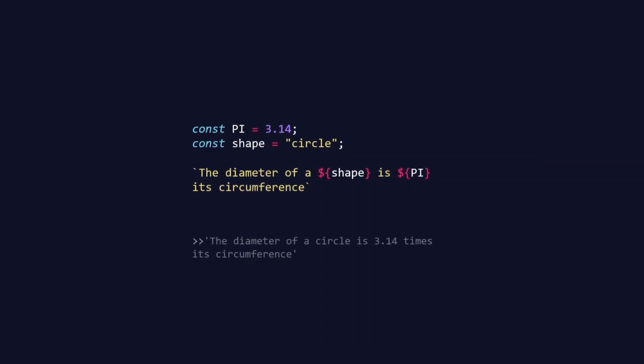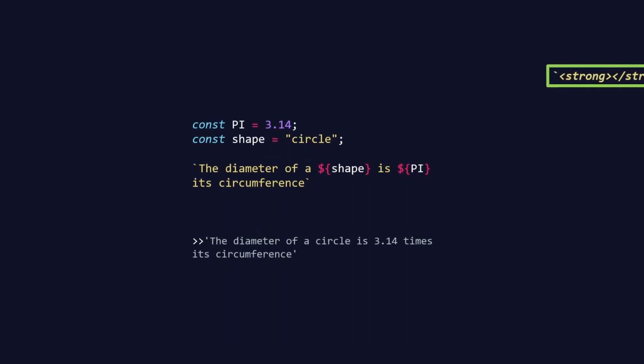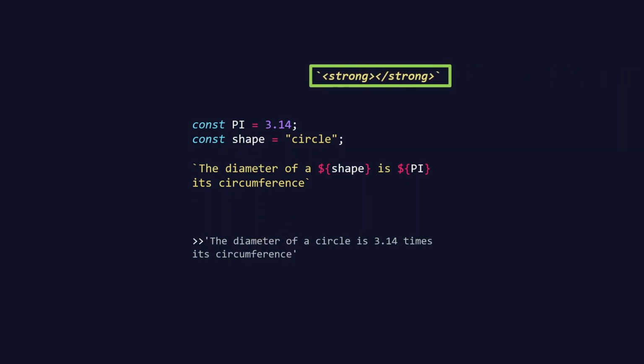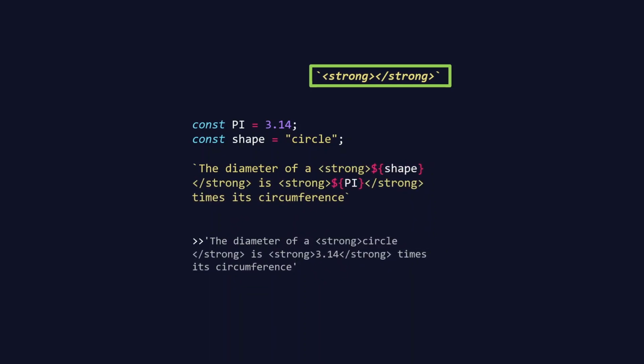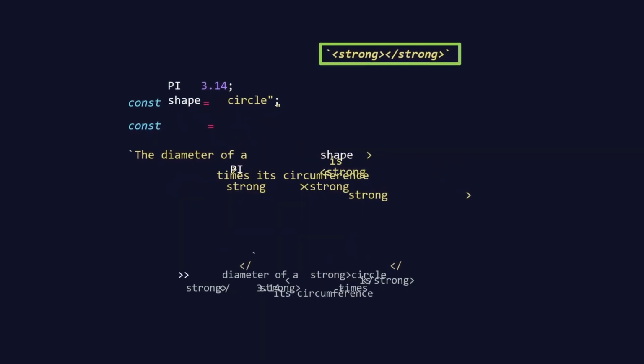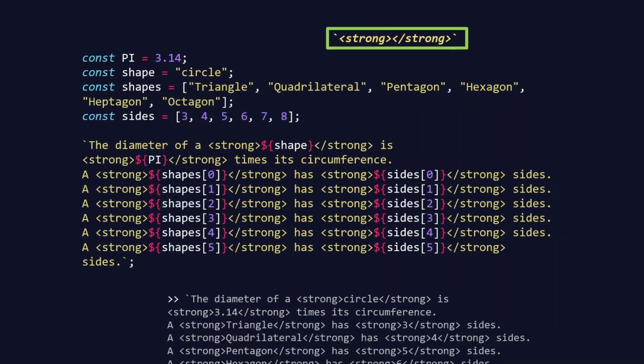Now let's say that we want to add the HTML strong tag to each expression. Of course, we could do this manually. Okay, that's not the real solution if the number of expressions we have increases exponentially. That is too much manual work.